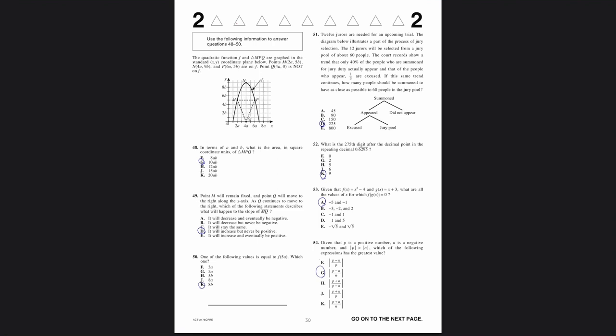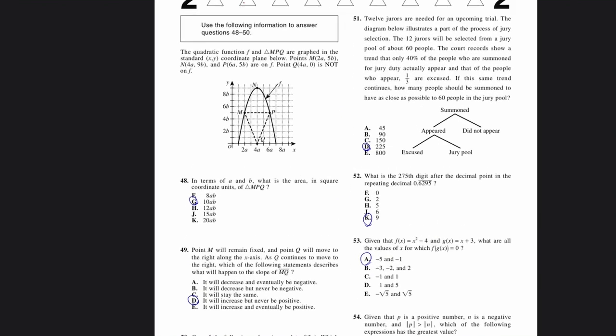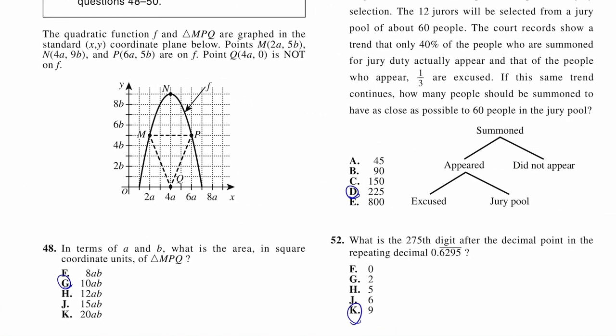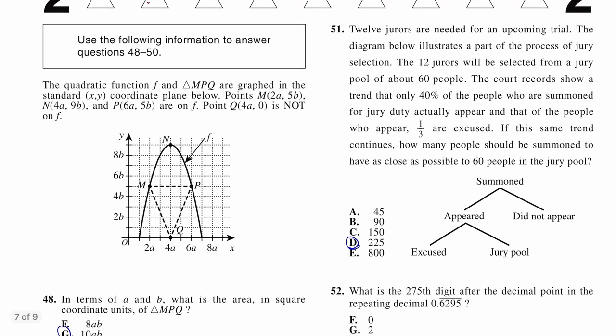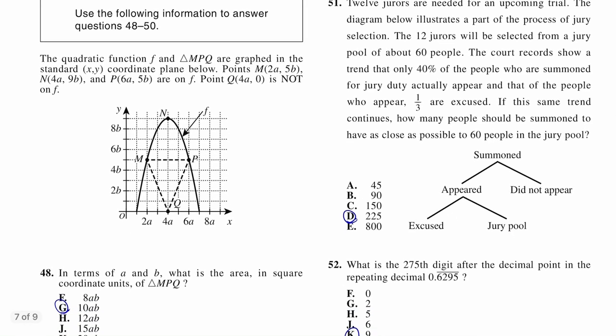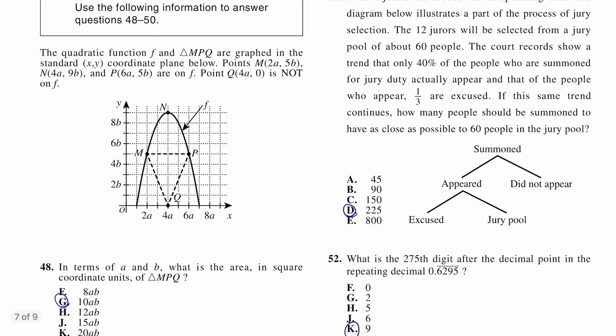Once again, I always circle the answers from the answer key that they give so that I know I'm getting back to the correct answer every time and not making a silly mistake. So here's the following information to answer questions 48 through 50. It looks like they give us a graph. It says the quadratic function f and triangle MPQ are graphed in the standard xy coordinate below. Points M, N, and P are on f. Point Q is not on f.